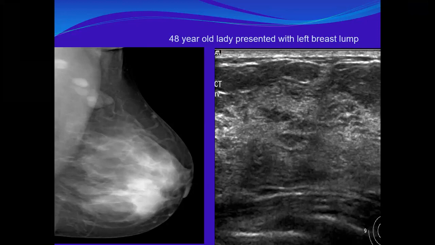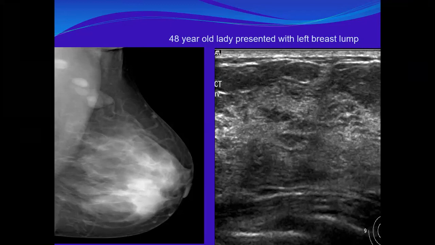Why did you say focal asymmetry? Just asymmetry, I will call it. You have only one projection available, so you will say there is an asymmetry. May you provide me with the other view? Yes. The other view doesn't show this asymmetry. This has no correlate in the other view. So we are dealing with asymmetry.